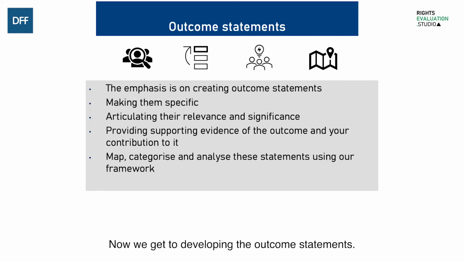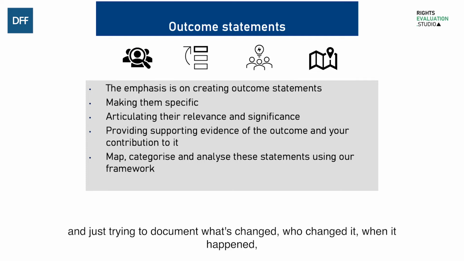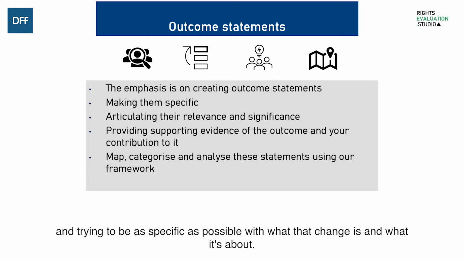So now we get to developing the outcome statements. The idea is to literally write a statement, which might be 1 to 3 sentences long, for example, and just trying to document what's changed, who changed it, when it happened, and trying to be as specific as possible with what that change is and what it's about.